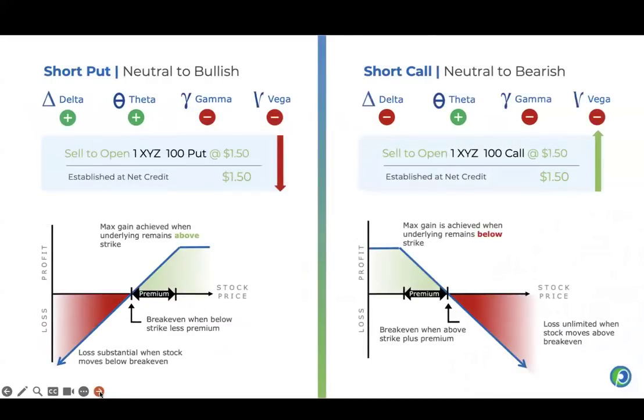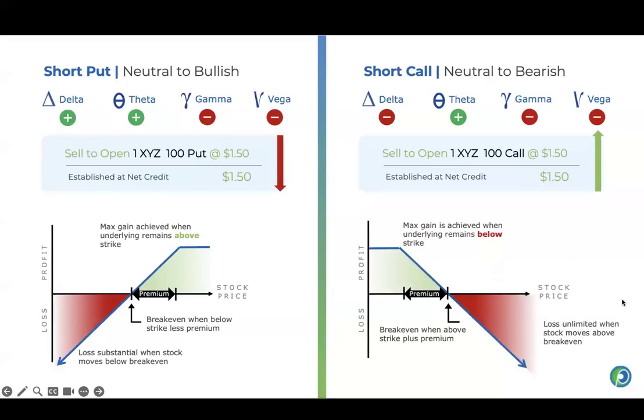So real quick, I know we're running through these, but I just want to make sure you know these strategies really well before we go through real examples. So short put and a short call, we're going to combine these to show you a short straddle and a short strangle. These are the opposite. That's why we show the T chart. You can literally use it as a mirror.